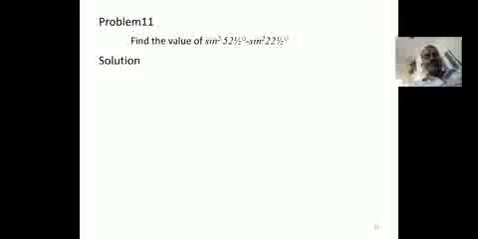Now find the value of sine square 52 and a half minus sine square 22 and a half. Here to find the value of sine square 52 and a half minus sine square 22 and a half, we apply one formula. The formula is sine of a plus b into sine of a minus b is sine square a minus sine square b. With the help of that formula, here a is 52 and a half and b is 22 and a half.